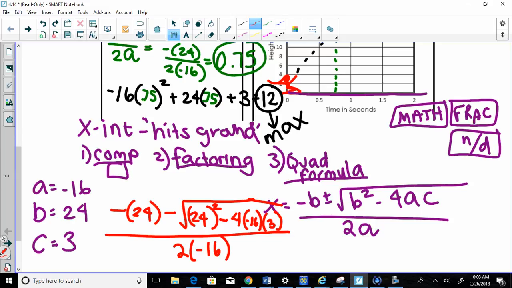Are we supposed to get a decimal? That's why I couldn't find it using my table.